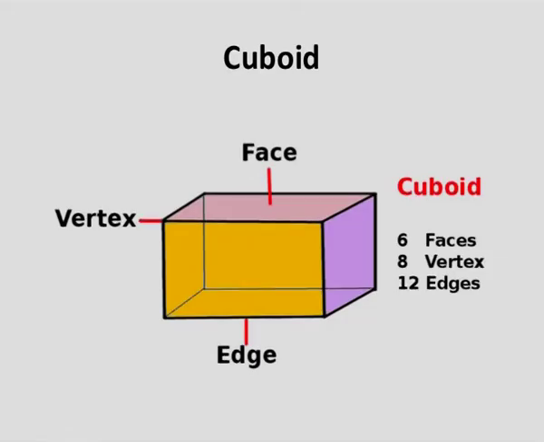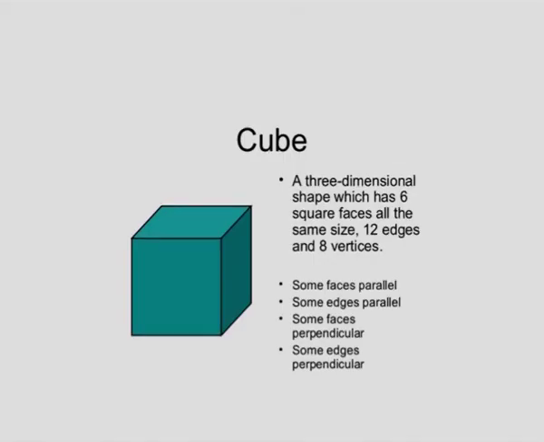Now coming to cuboid. A cuboid is a solid figure with 6 rectangular faces. Its height, length and breadth may be different or may be equal. Now coming to cube. A cube is a solid figure with 6 equal square faces. All the edges are equal. It means height, length and breadth are equal.